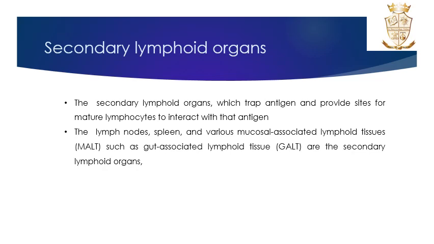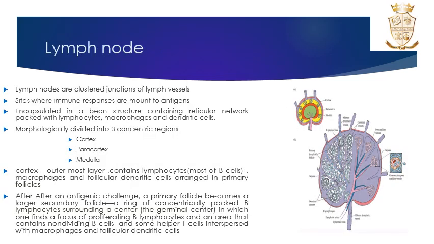There are specialized, highly organized lymphoid tissues and less organized lymphoid tissues. Examples of the highly organized ones are the lymph node and spleen, and the less organized ones are mucosa-associated lymphoid tissues, such as gut-associated lymphoid tissue. These are the secondary lymphoid organs. Next we discuss the lymph node.